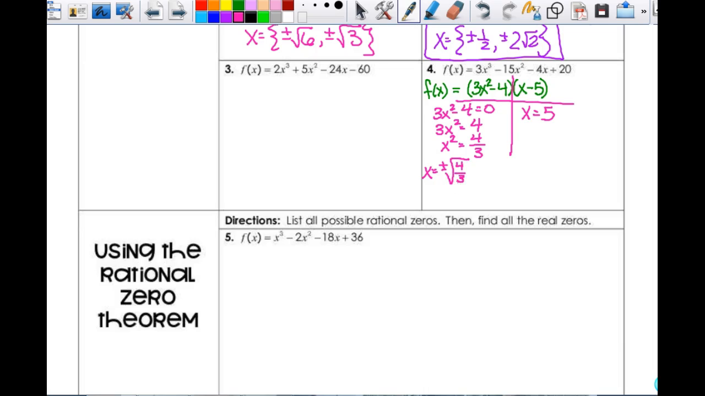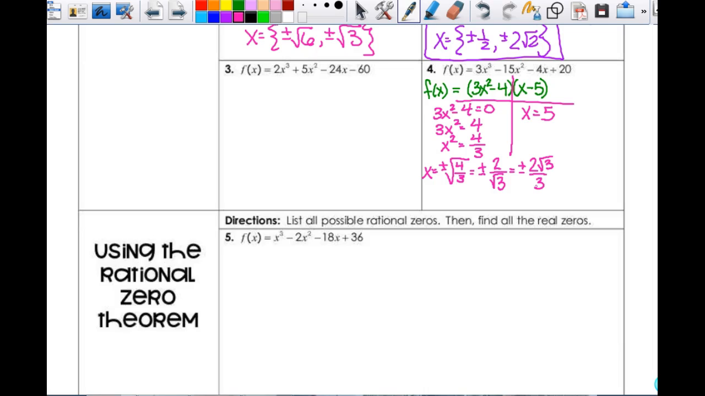So x equals plus or minus square root of 4/3. Can I leave it like that? No. So this can become plus or minus, so I can take the square root of 4. That gives me 2 over the square root of 3. Can I leave it like that? No. So what does this become? Plus or minus 2 square root of 3 over 3. Good job.